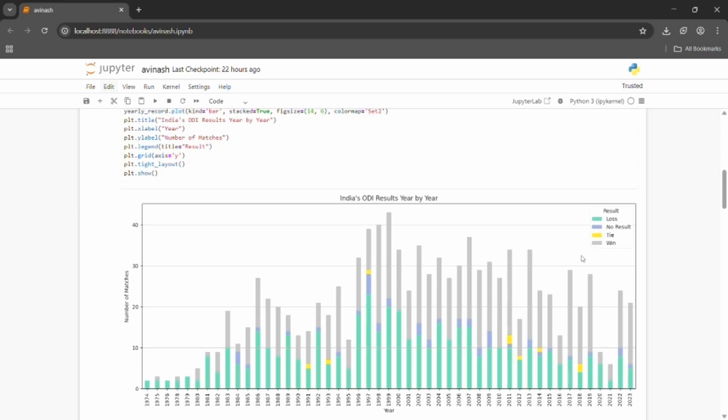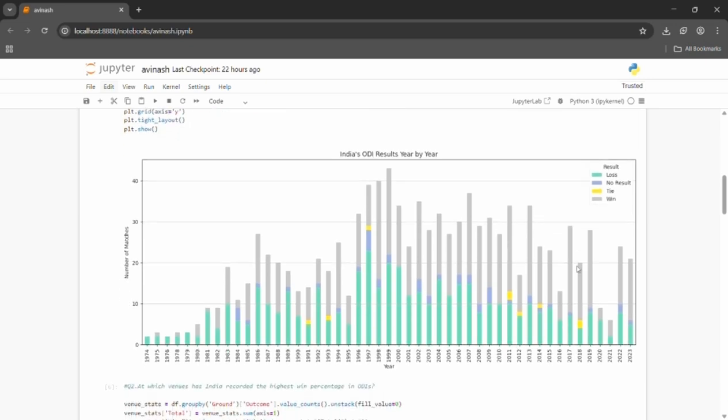You can see India's golden period around 2007 to 2013 with more green bars indicating wins. Years like 1999 and 2021 show fluctuations due to changes in team structure and international schedules. We can also observe a steady increase in the total number of matches, reflecting India's rising dominance in the cricket world.